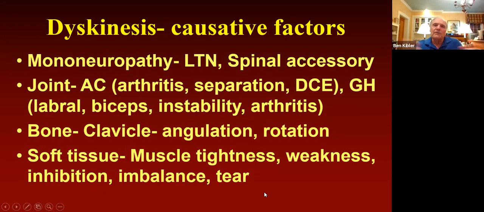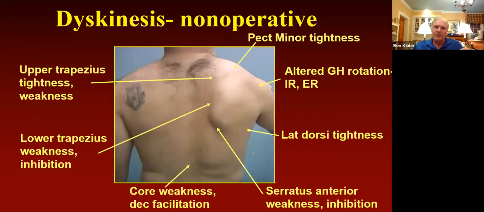There are multiple causative factors because this is a syndrome. The mononeuropathies: the long thoracic nerve, the spinal accessory nerve. Joint problems: AC joint problems, arthritis or high-grade AC separations, glenohumeral problems, labral, biceps, rotator cuff. Bone problems, because if you lose the strut of the clavicle. And then soft tissue problems, which are the most common. They are muscle tightness, muscle weakness, imbalance. Sometimes you get post-traumatic tears. So you can have a universe of thought about how to evaluate this.